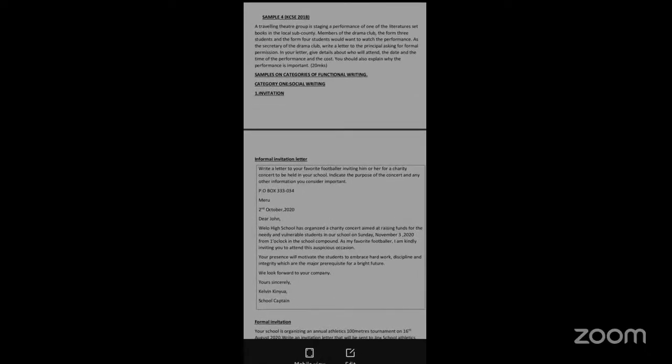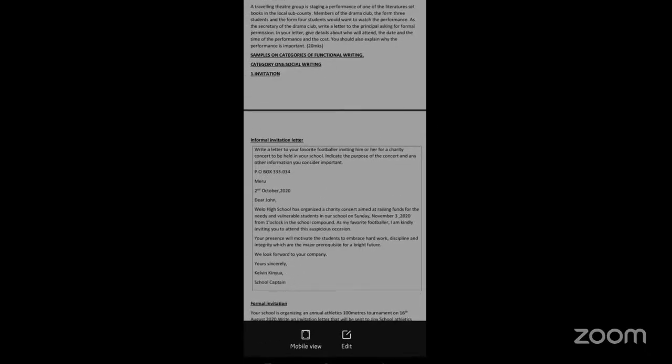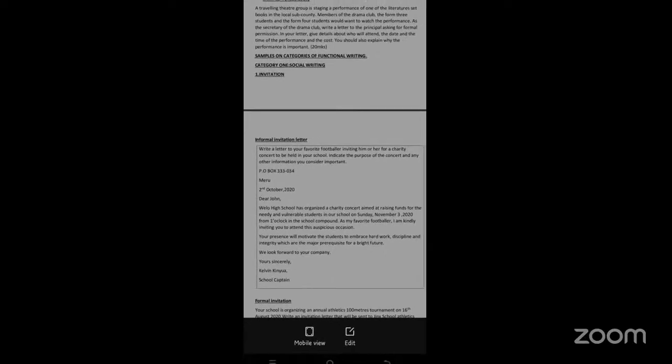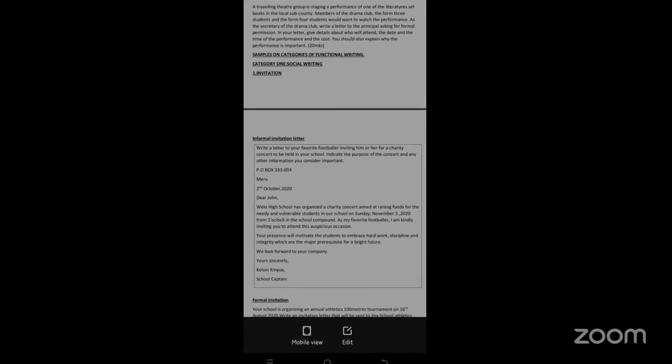I have zoomed out the invitation, I don't know if you will see it well, or you can zoom out from your end. Please read for us that informal letter. Read the whole thing. Write a letter to your favorite footballer inviting him or her for a charity concert to be held in your school. Indicate the purpose of the concert and any other information you consider important.